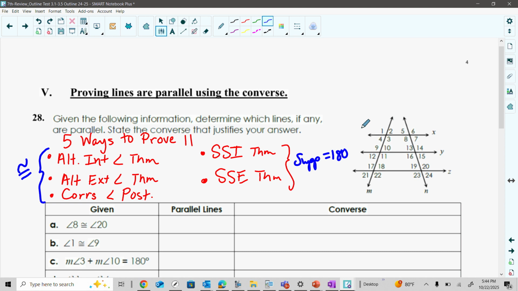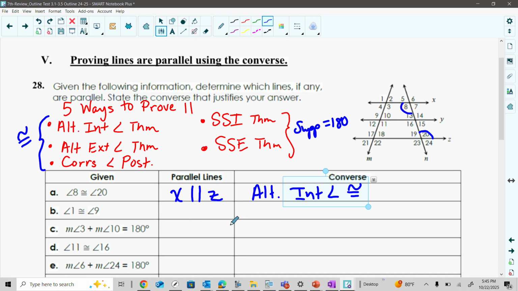Basically, you're going to look at the given angles. See here, they give us angle 8 and angle 20. Well, that means N is the transversal. That's the line they share. So I look at the relationship with that transversal. They're alternating, and they would be in between lines X and Z. So since the angles are congruent, and I'm showing alternate interior angles congruent, then I can say X is parallel to Z.